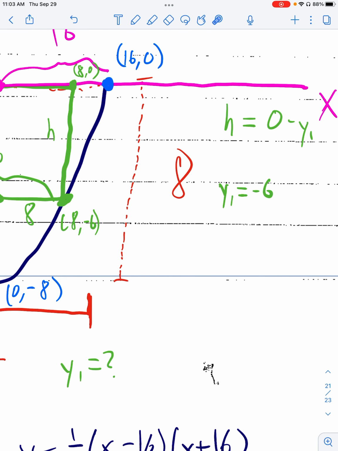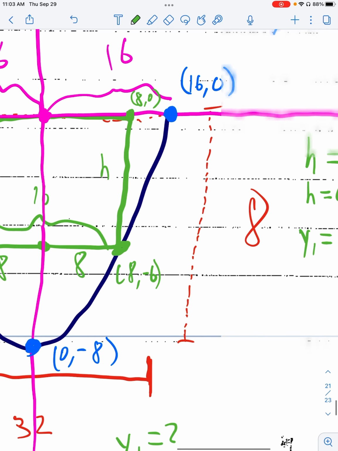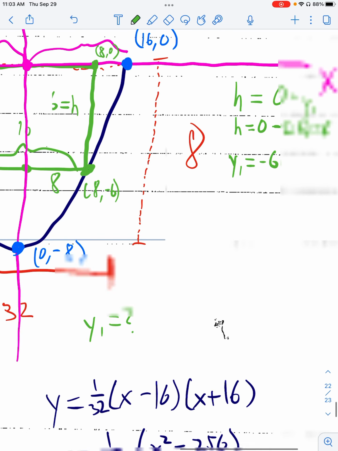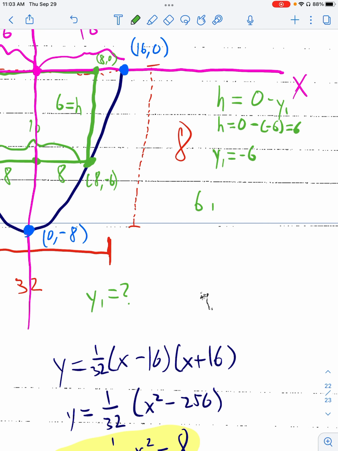Plug that into here, we get h equals 0 minus negative 6, which equals 6. So h right here, the height of my cylinder, is going to be equal to 6 inches. Yeah, the cylinder has to be 6 inches tall. Final answer right here, guys. Thanks for bearing with me.